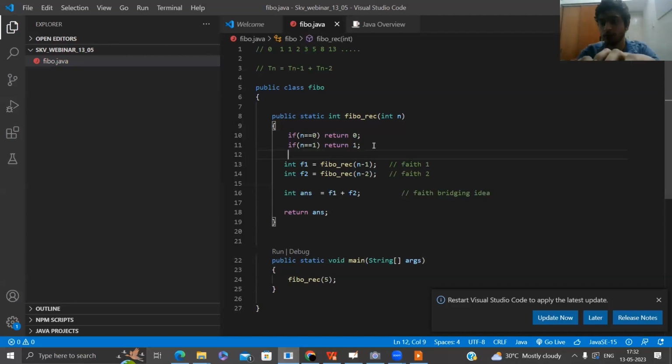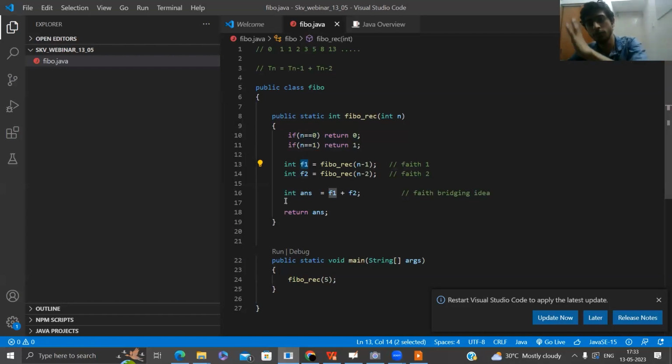If I have to deep dive into the code, the first two lines happen to be the base case. The next two lines happen to be the faith-keeping part, where you keep faith in recursion. That recursion knows how to do the job. It will do it, whatsoever will happen. Recursion knows how to handle its job properly. It will calculate the n minus 1th Fibonacci and the n minus 2th Fibonacci, and it is going to store those two values in f1 and f2 respectively, right?